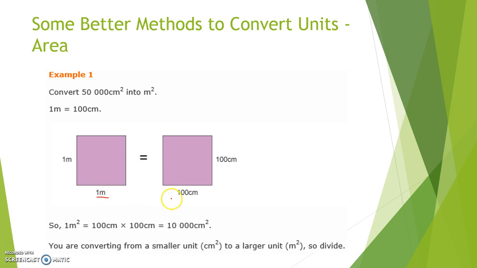So 1 meter is 100 centimeters. And for 1 square meter, we have 2 sides of 100. So it's 100 times 100, which on the previous slide we saw is 100 squared. So it's 10,000 square centimeters. So what we're going to do is divide by 10,000. So we divide that 50,000 by 10,000. We get 5 square meters. It's important for area, you remember we've got 2 dimensions, so we need to divide by that or multiply by that.